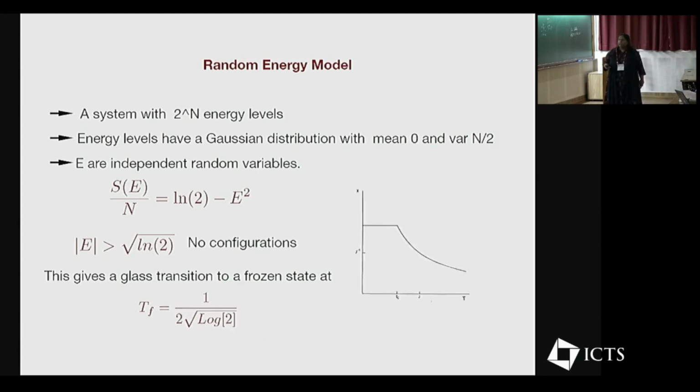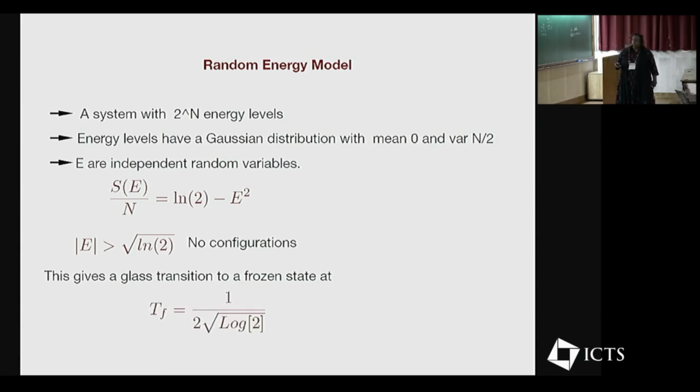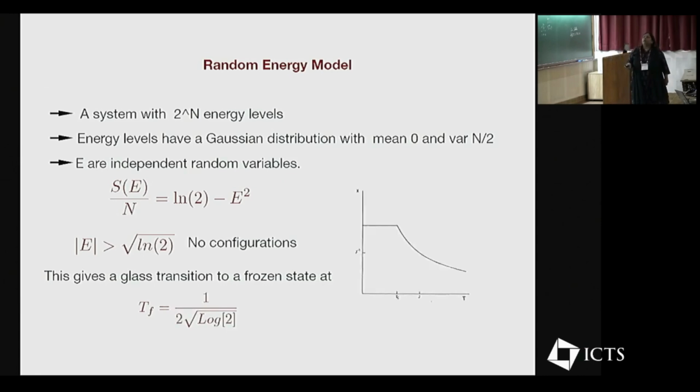So based on this, the system for T less than T_F has entropy 0, so it's a glass, and for T greater than T_F, it's just a gas because there's no magnetization in the system. This is the susceptibility plot.